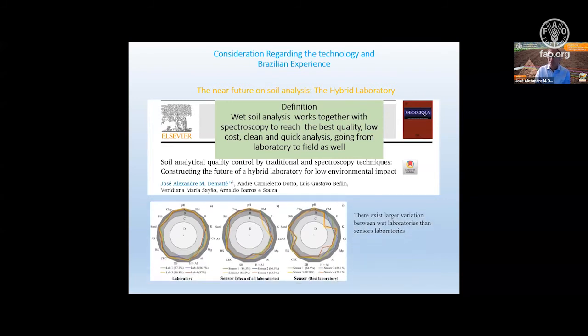Okay, we saw in these papers and by experience that there is larger variation between wet laboratories when they measure the same element, because we know everything that happens. But sensors vary very little between each other. So we have to put these two together. Moreover, the best spectroscopy model depended on getting the best wet soil analysis. So it's the same thing, okay?